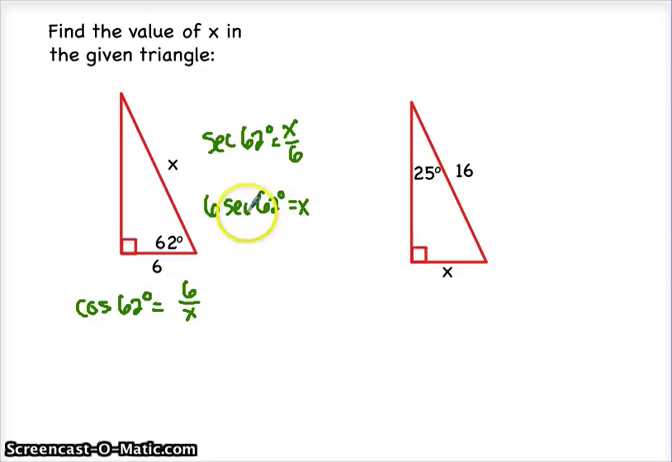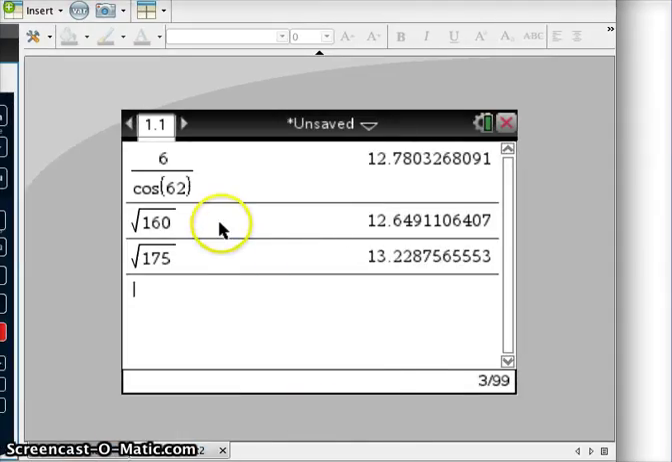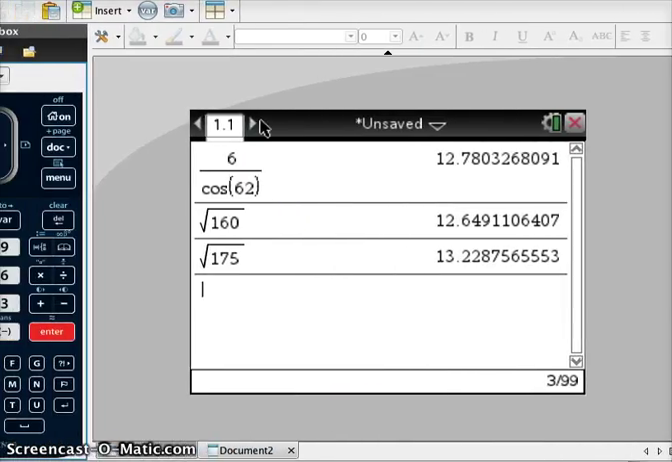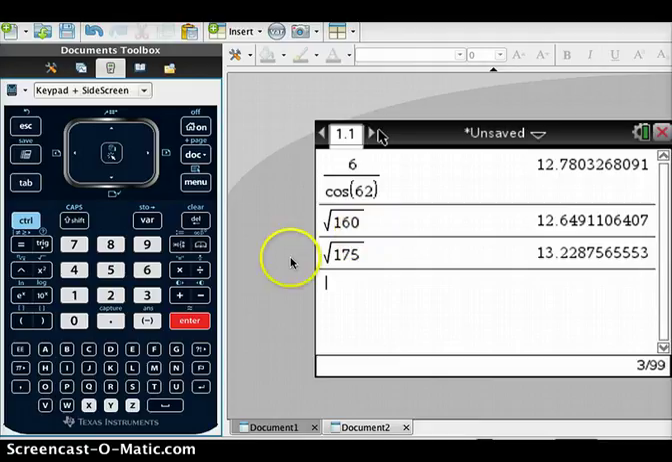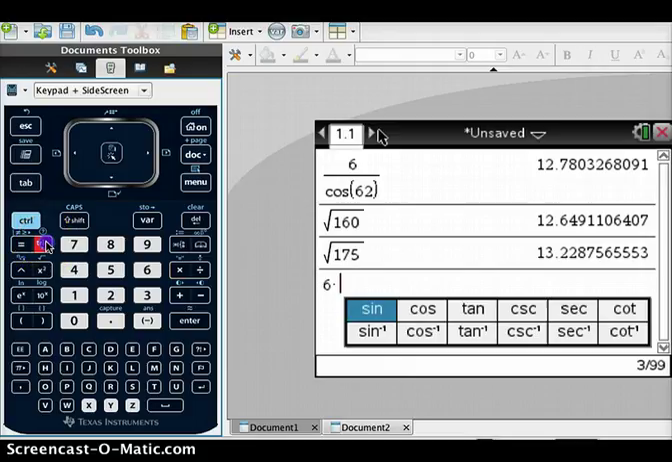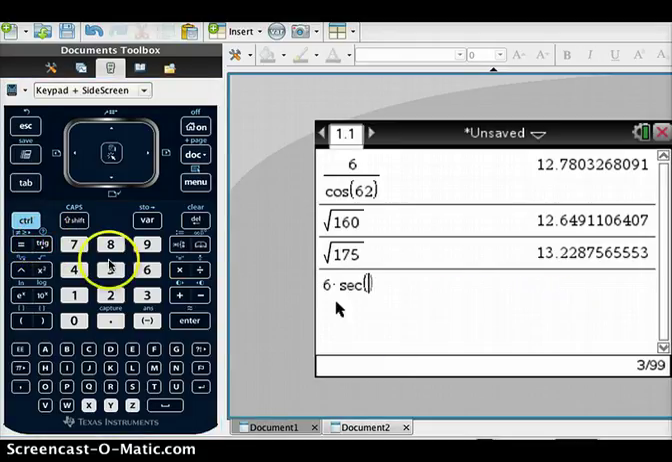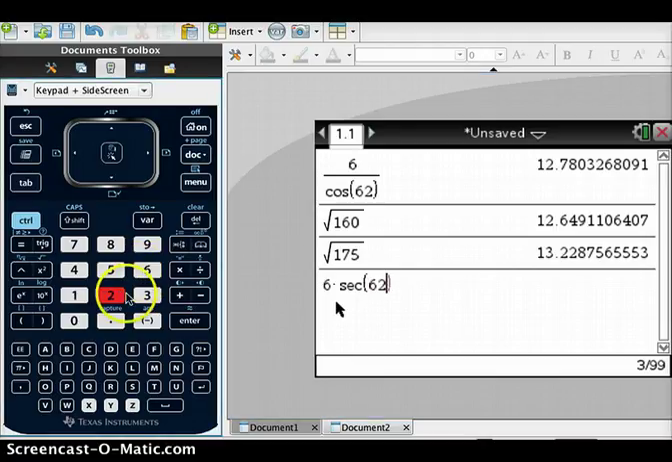Now, if you have the TI-Nspire calculator, this is a great chance to just type that in. On your keypad, you'll just type in 6 times, and then you get this nice trig button over here. So we can type trig, and remember that we are dealing with the secant, so we're going to say secant of 62. And now here's where you want to be careful.